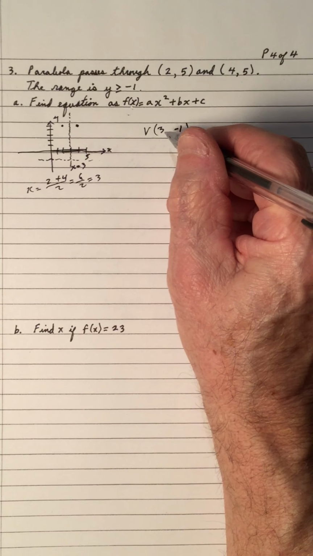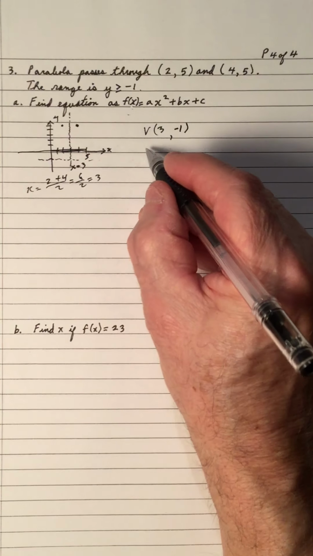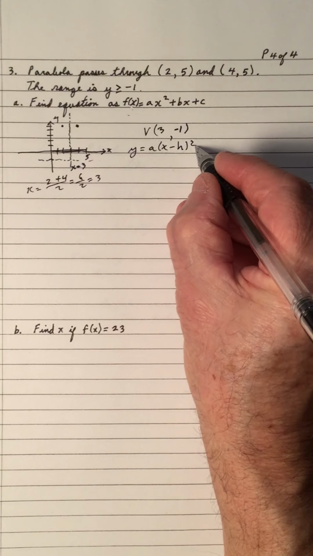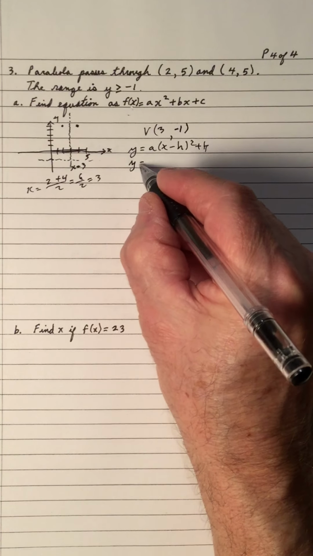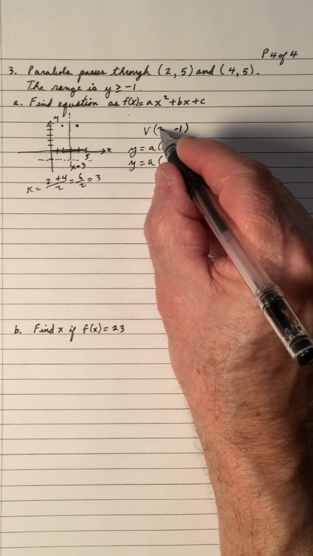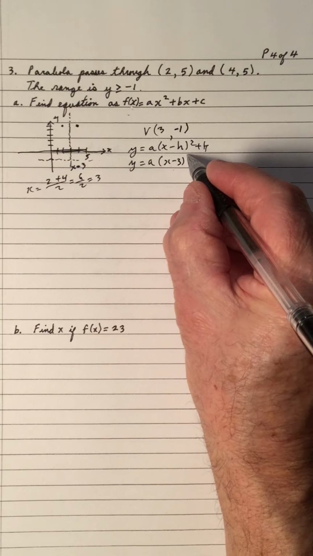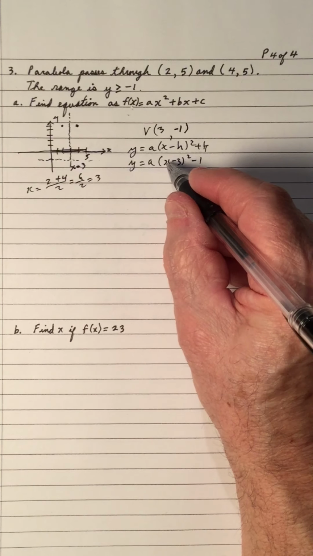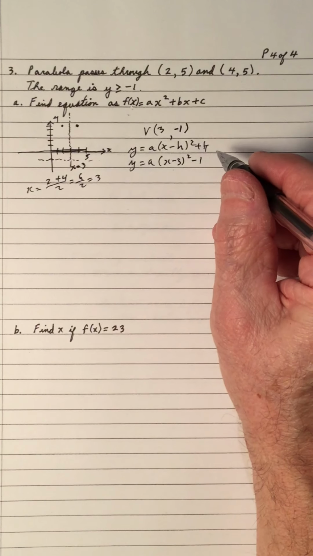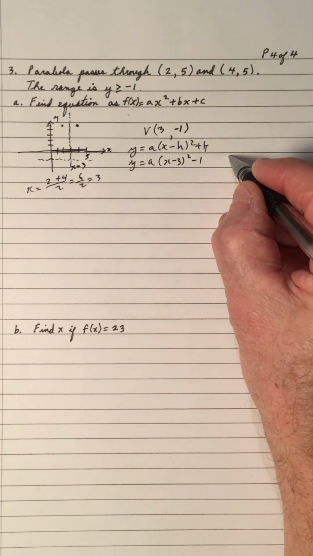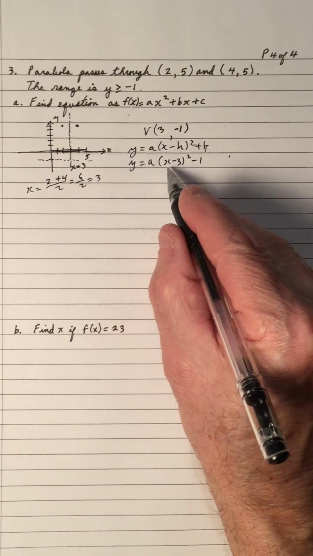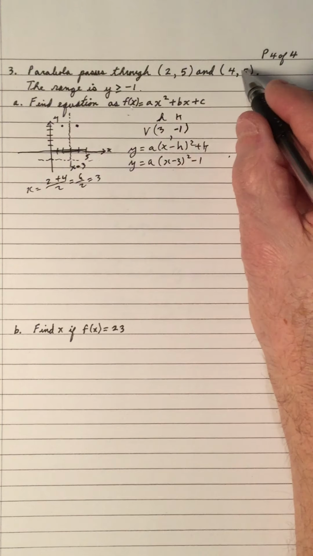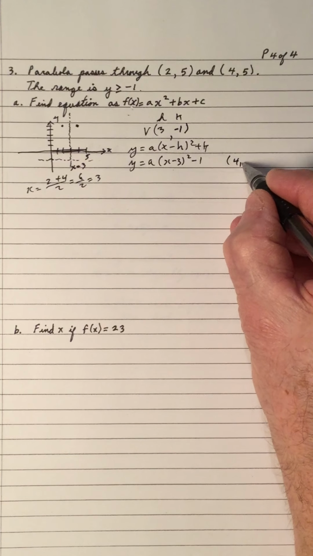So I have vertex form: y equals a outside of x minus h all squared plus k. So y equals a, and the x is 3, so this is x minus 3. We change the sign. We don't change this sign. So there's the vertex form. Now, how are we going to find the value of a? Well, we have 2 points here. Remember, the vertex is h comma k. So let's take one of these points. Let's take the point 4, 5.